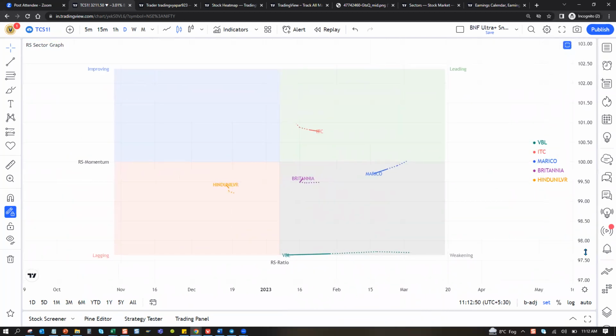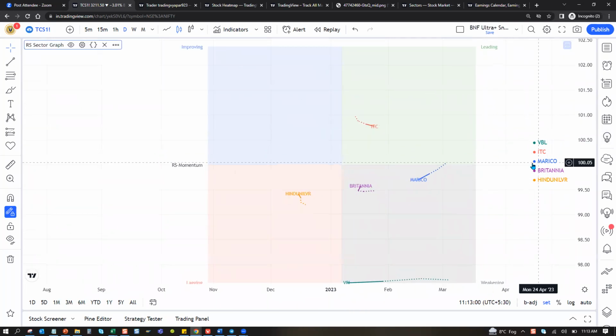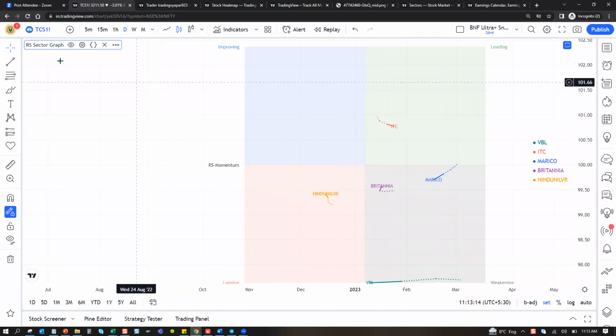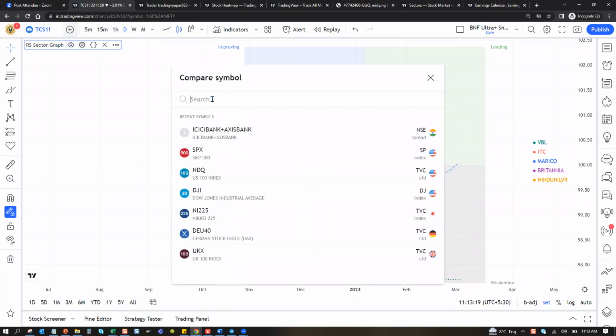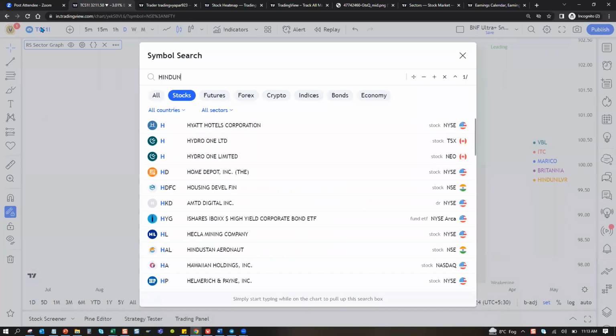So now you will get a visualization that Varun Beverages is probably getting hammered, and ITC is still in the lead amongst all in the FMCG. ITC is still better than the others, which are probably not that great in a daily time frame on a 20 smoothing factor. So you can even go and add different stuff. Here in comparative, we make it as Hindustan Unilever.